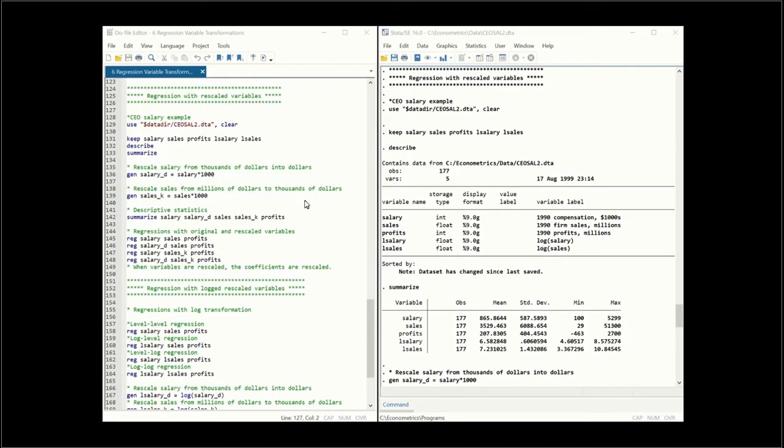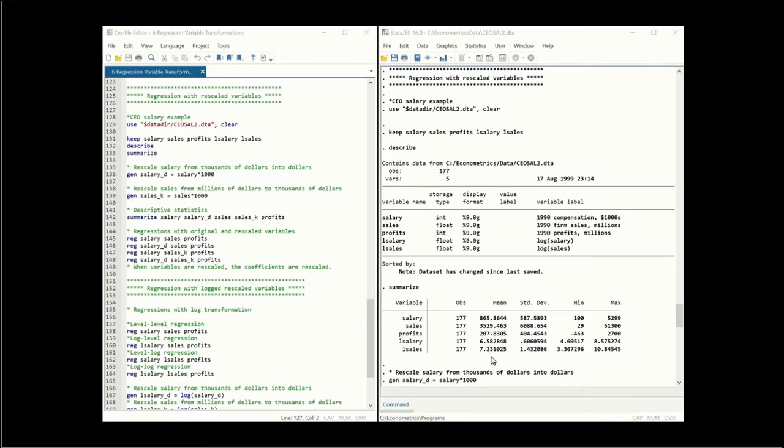So here what we see is that this is data for the salaries of CEOs, and this is measured in thousands of dollars. Sales, the sales of the company, are measured in millions of dollars. And then profits are measured in millions as well. And then we have the log of salary and the log of sales. So here's the data that is being summarized. We see the mean values for each of the variables.